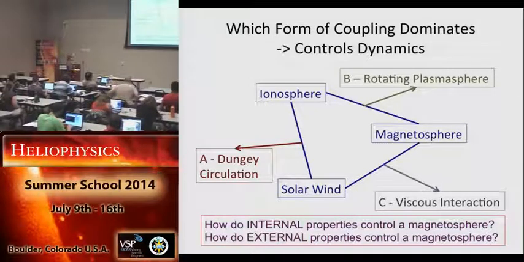So I want you to think about, when you look at extrasolar planets, when you think about whatever objects you're interested in, how do the internal properties control the magnetosphere? And when I say internal properties, what am I talking about? What could be typical internal properties of a magnetosphere that might be important in magnetospheric processes?